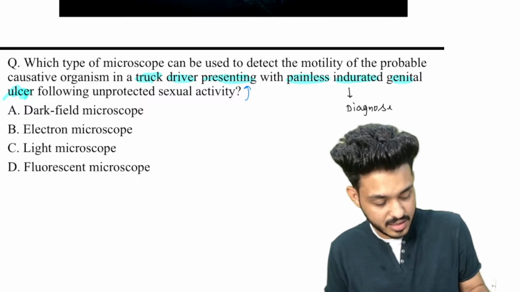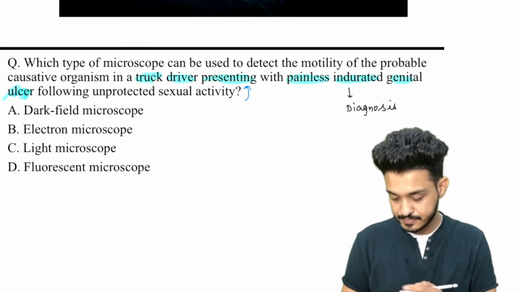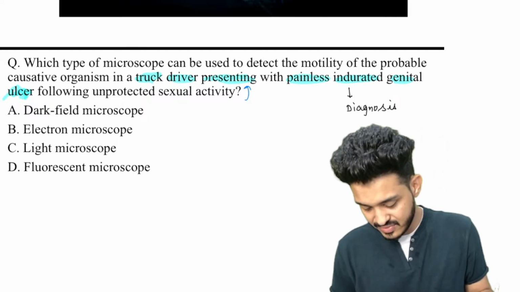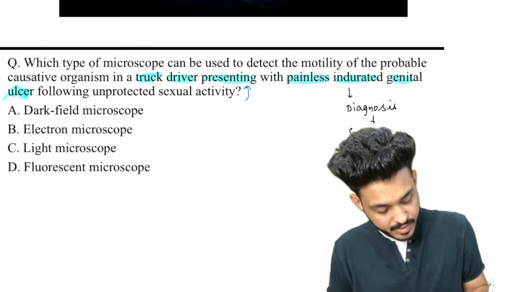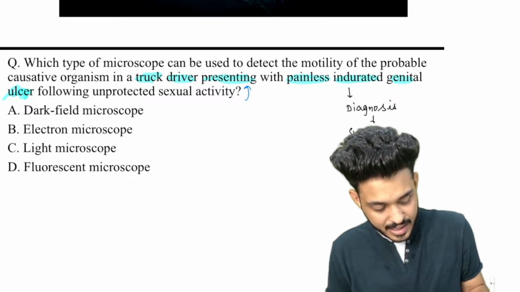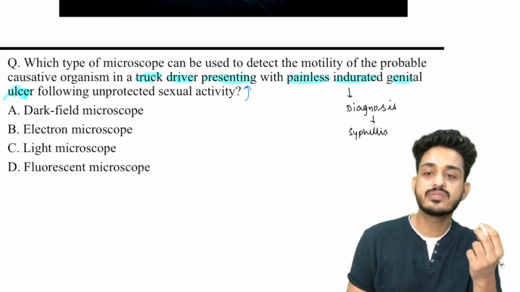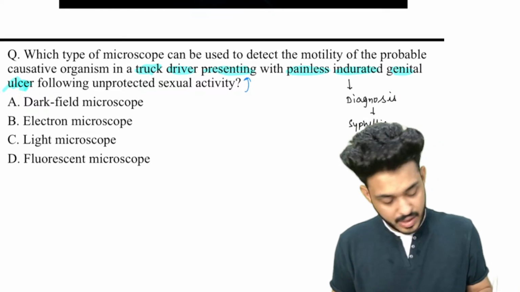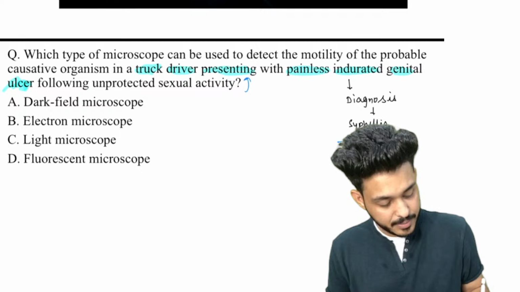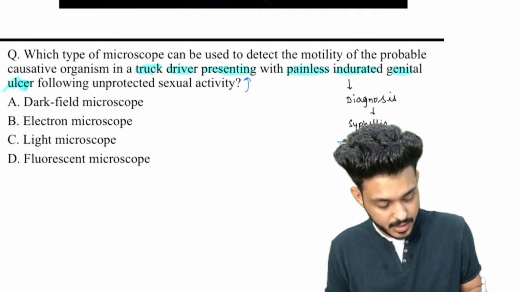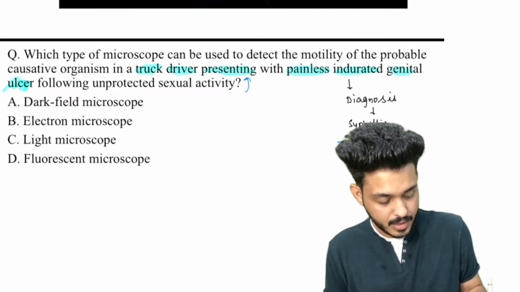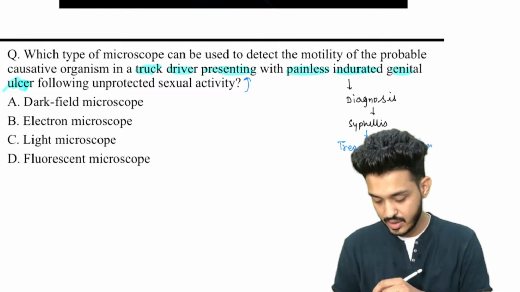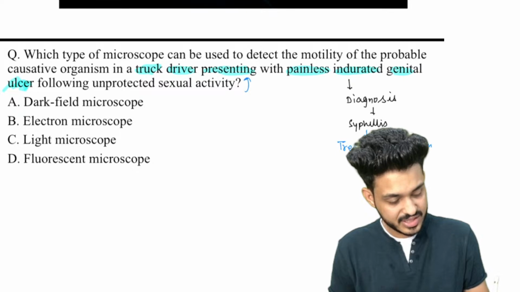Painless genital ulcer. Your diagnosis will be syphilis. Very good. And what is the causative agent for syphilis? Try to answer. Very good, Priya. That is Treponema pallidum. That is the causative agent for syphilis.